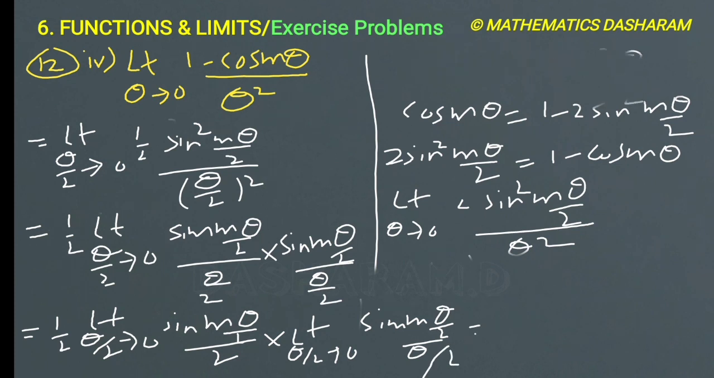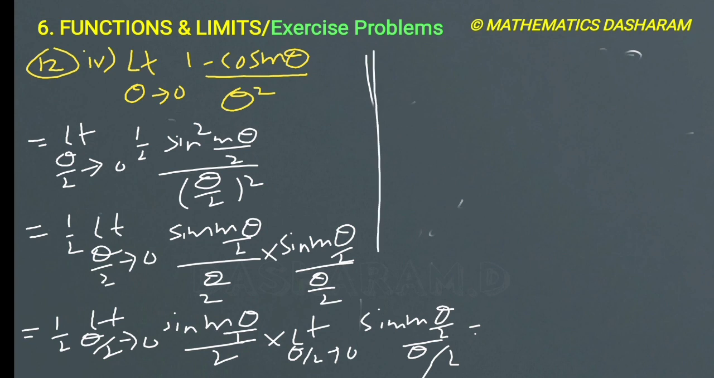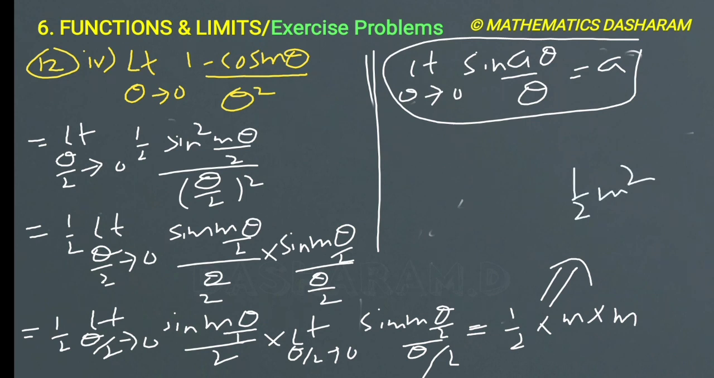So we have one formula, that is limit theta tends to 0, sin a theta by theta equals a. So based on that formula, here the answer is 1 by 2 into m, into, what is its answer? Its answer is also m. So overall, 1 by 2 into m square is the answer.